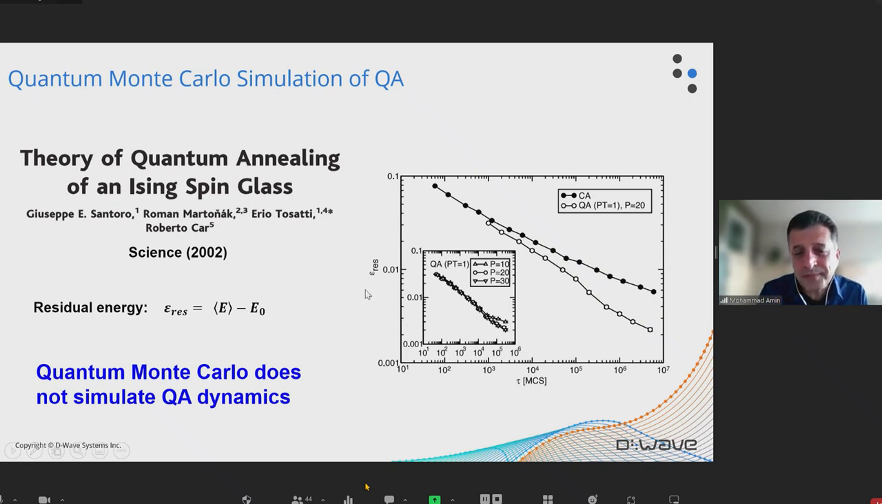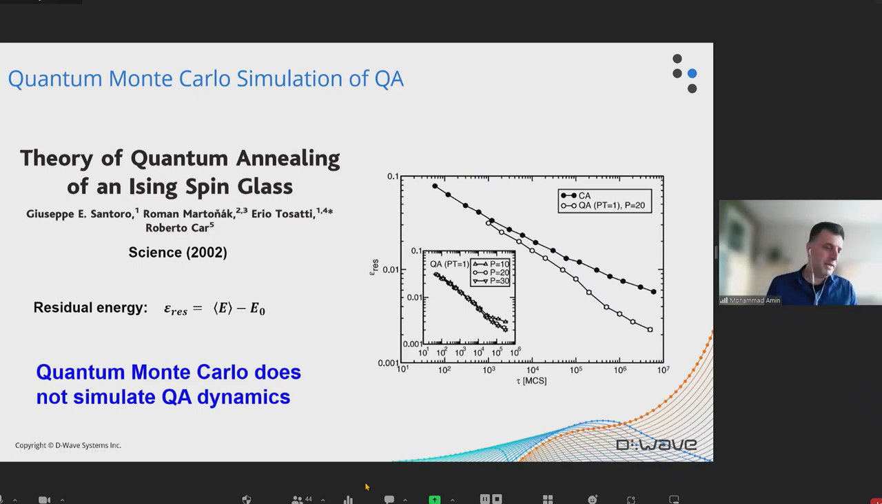But the reason I'm mentioning this work is because of two things. First of all, in this plot, they don't focus on the best solution. They don't focus on reaching the ground state, which is what I want to emphasize at the end of this talk. They focus on how the two algorithms, classical annealing and quantum annealing, reduce residual energy as a function of time. And the second thing is you see that quantum annealing has a better slope than classical annealing.